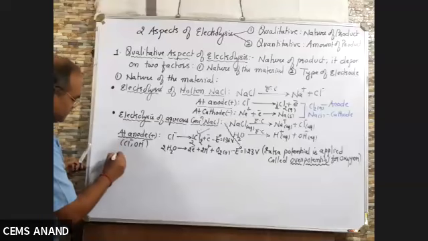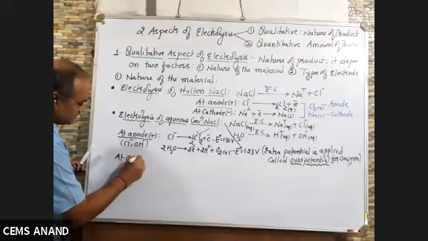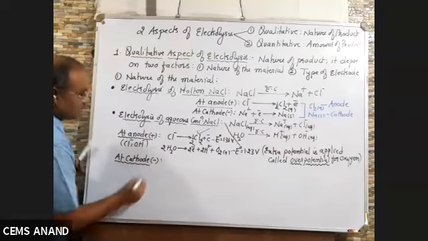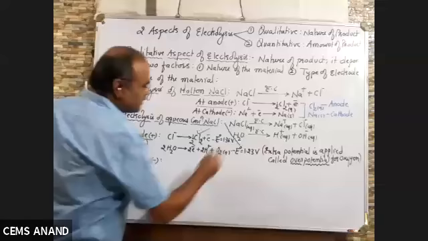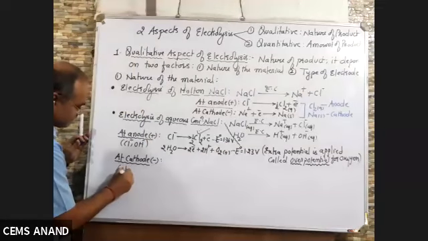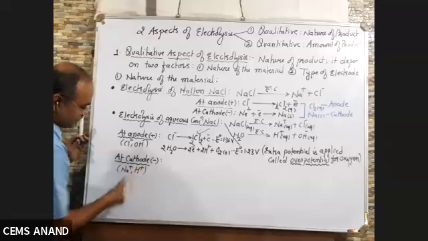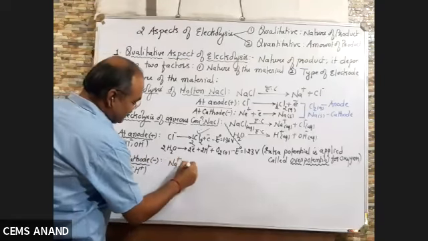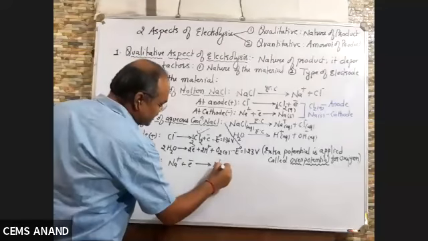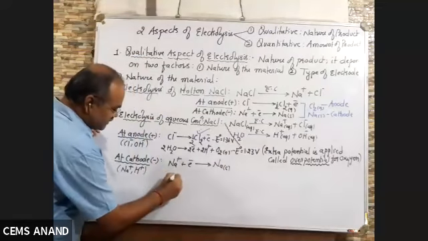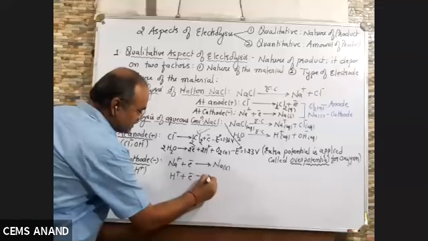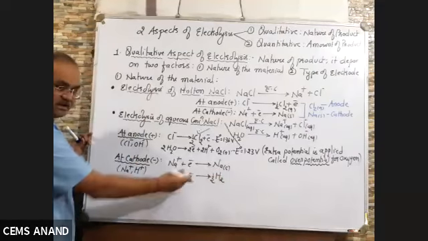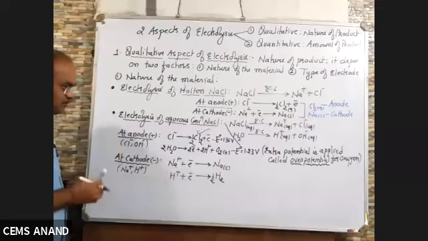Let us see at cathode. Cathode is negative. Again, here there are two possibilities, Na plus and H plus. Right? Let us see what happens. For Na plus, if it takes electron, it will be deposited as sodium solid. For H plus, if it undergoes reduction, it will be H. I can write half H2 gas, if I balance it, right?